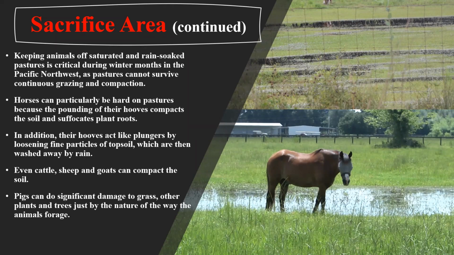Sacrifice area continued. Keeping animals off saturated and rain-soaked pastures is critical during winter months in the Pacific Northwest, as pastures cannot survive continuous grazing and compaction. Horses can particularly be hard on pastures because the pounding of their hooves compacts the soil and suffocates plant roots. In addition, their hooves act like plungers by loosening fine particles of topsoil, which are then washed away by rain. Even cattle, sheep, and goats can compact the soil. Pigs can do significant damage to grass, other plants, and trees just by the nature of the way the animals forage.